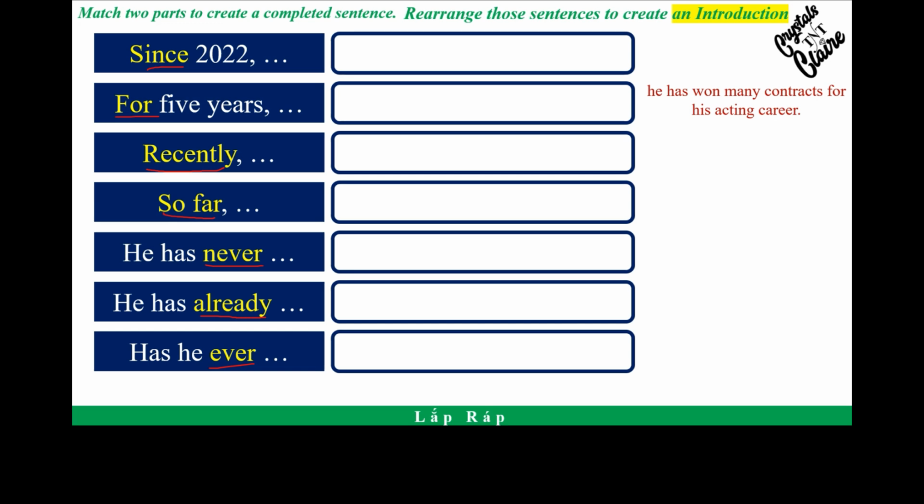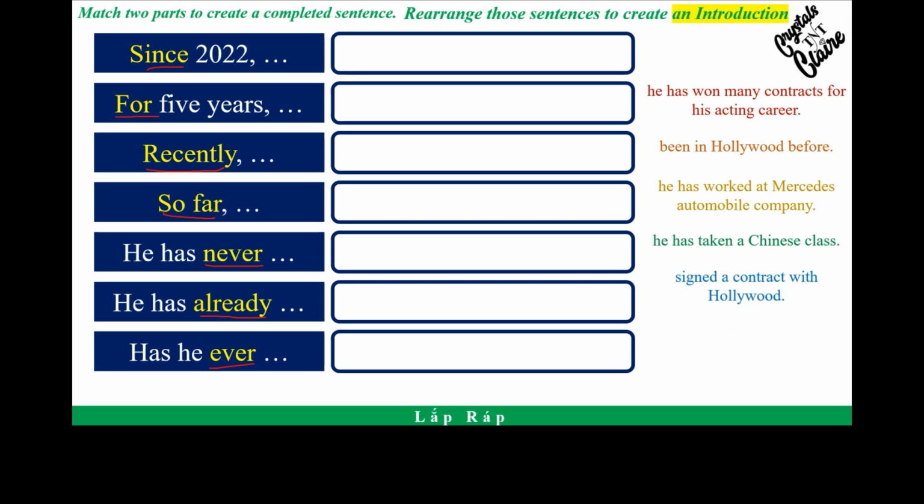Which one? Which one should we put in? Been in Hollywood before. He has worked at Mercedes Automobile Company. He has taken a Chinese class, signed a contract with Hollywood, and traveled by a spaceship. Okay, so just look at here. This one is the question. So the best match with the question is this one. Okay, so this one belongs to, has he ever traveled by a spaceship?